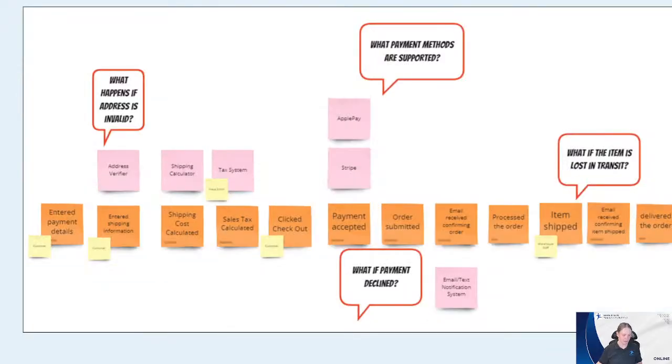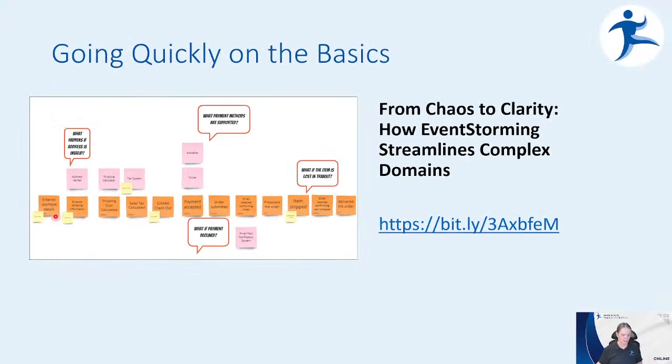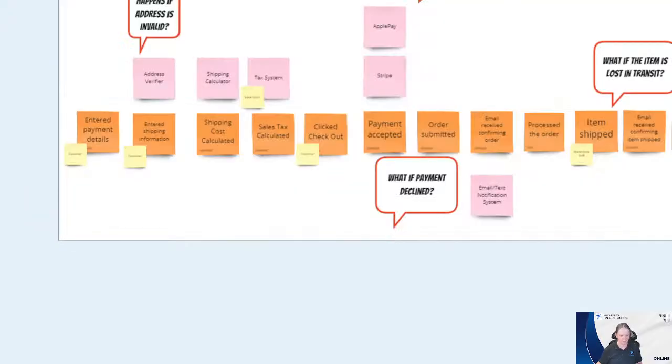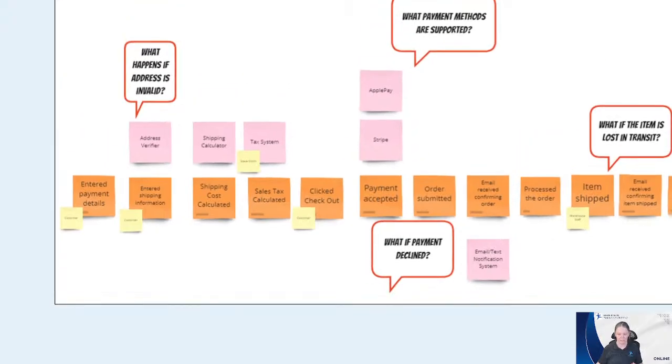These are written in past tense. So we have entered payment details, we have shipping costs calculated, things like that. We also have then who is responsible for different systems. So when we think about commerce, we think about things like, is that address that we're shipping to the right address? What happens if the address isn't valid? So we have what's called pain points. These come in event storming as well. But the key thing is that orange sticky note. That orange sticky note is your domain event.